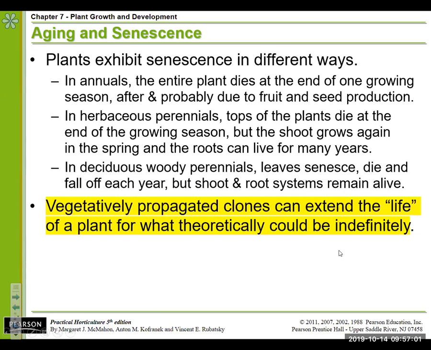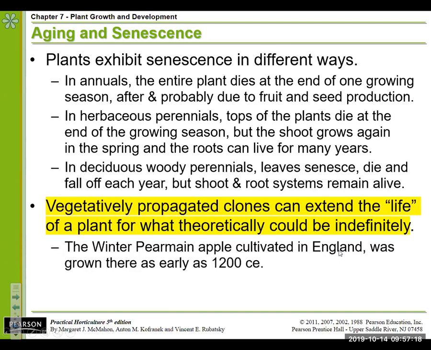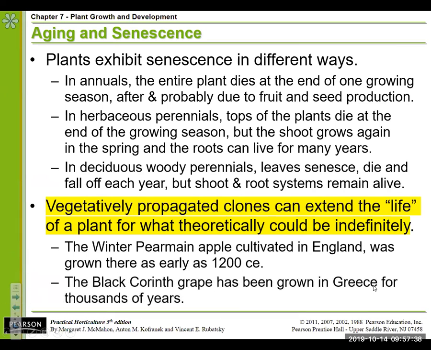But we have some plants out there that we've been growing the same varieties of for hundreds of years, and they have to be asexually propagated, like apple trees, for instance, through grafting. So in a way, we're extending the life of that plant. One example is the Winter Pearmain apple that was cultivated in England. They have records going back as far as 1200 AD. So it's been in cultivation almost 1,000 years. Kind of crazy. The Black Corinth grape has been grown in Greece for thousands of years.